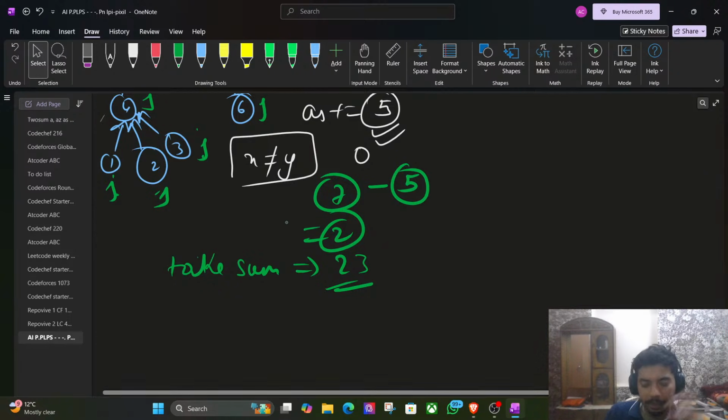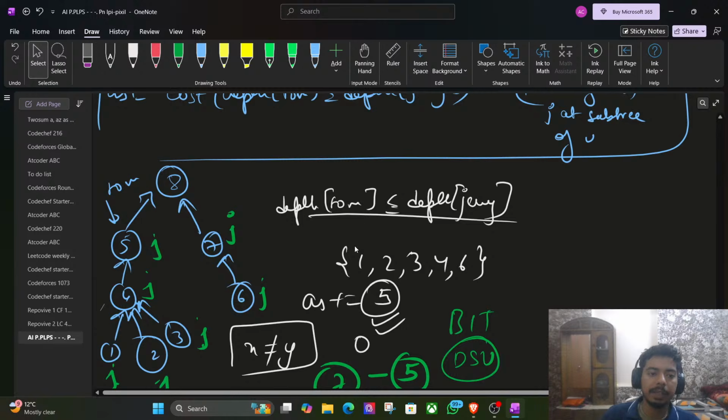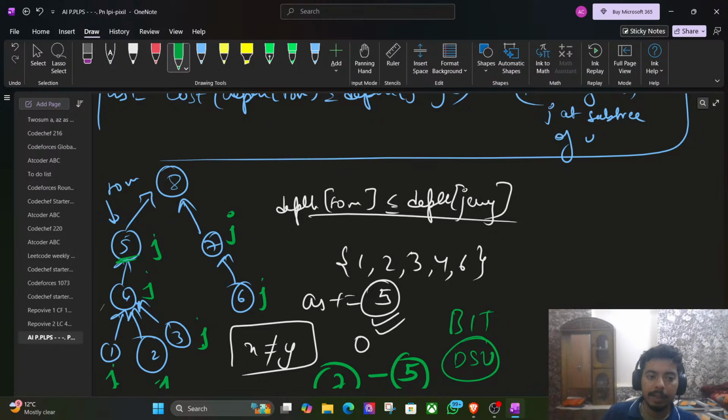Now the implementation part is quite tricky, or it's very hard to implement, because I was not able to submit this problem, but I was able to write the code just before starting the stream. I finished the code. It was a BIT. I made a BIT, and I used a DSU to store all these values, how many games are being played. Like for 5, how many wins are there? Because I cannot just iterate for all X and Y.